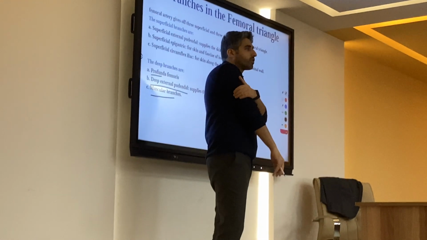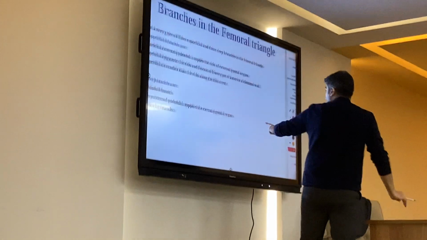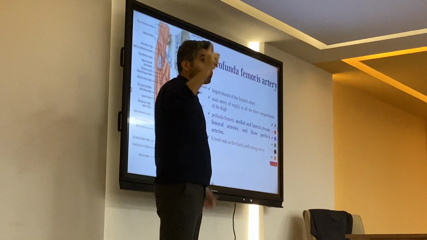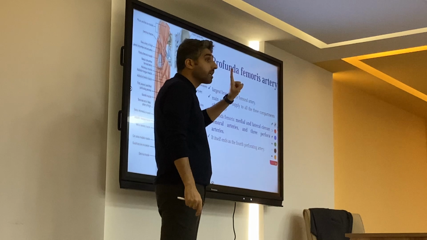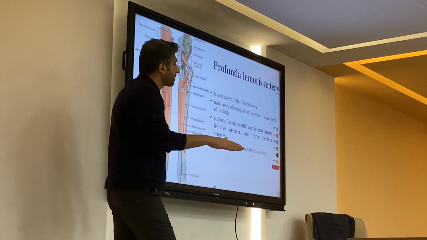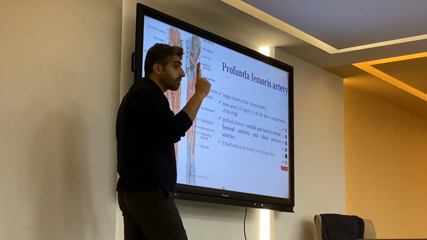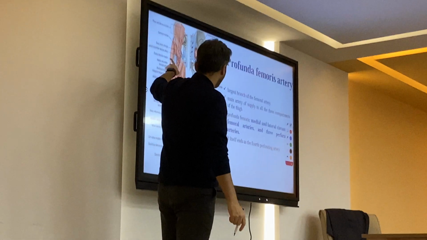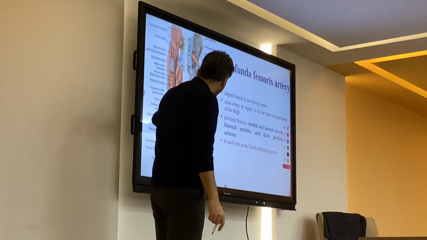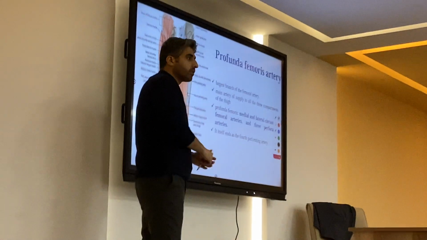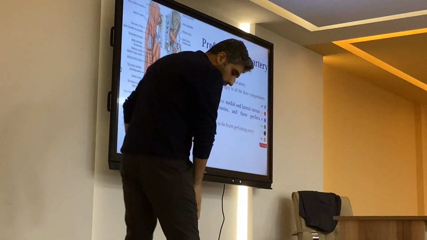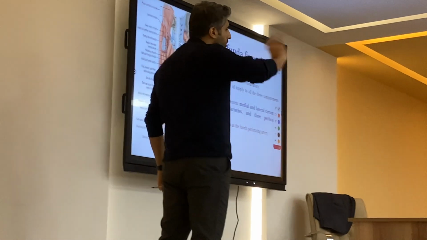Is it the same as the profunda brachii? Look at it. Profunda femoris has some differences from profunda brachii. What is one of them? Profunda femoris does not go to the posterior compartment. It stays in the anterior compartment. Pay attention. The femoral artery is here, in the anterior compartment, then goes to the sartorial canal, the femoral triangle, the hunter canal, and then goes to the popliteal fossa.